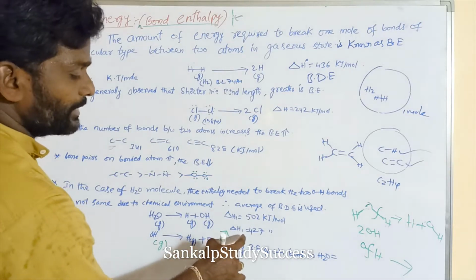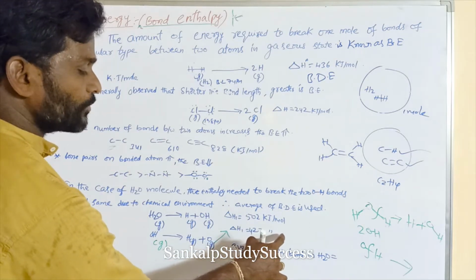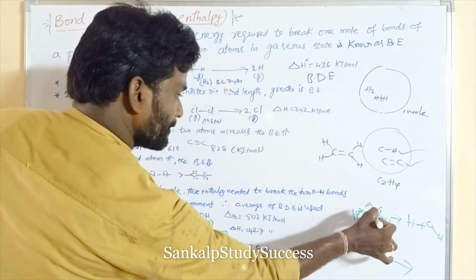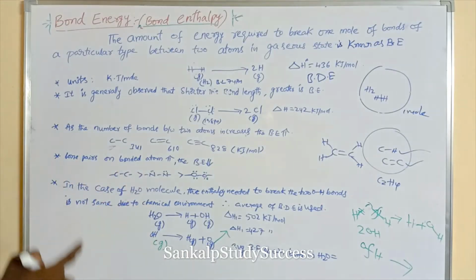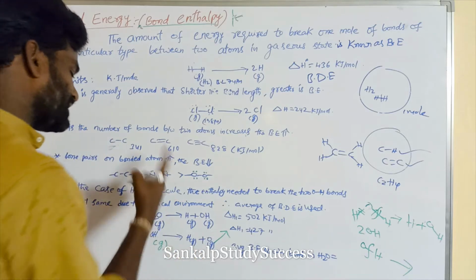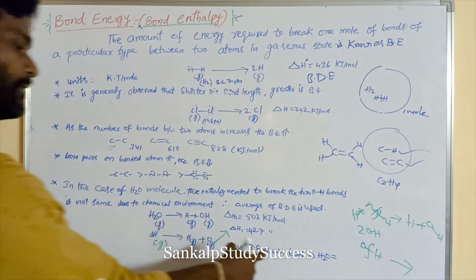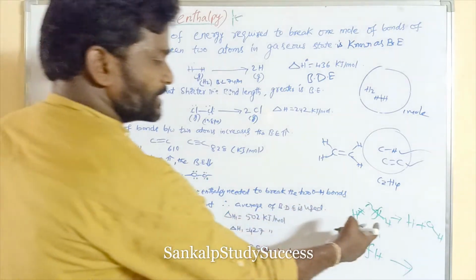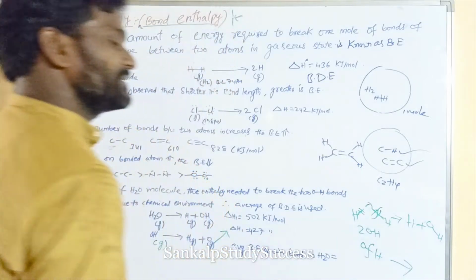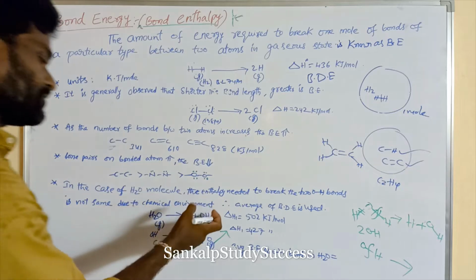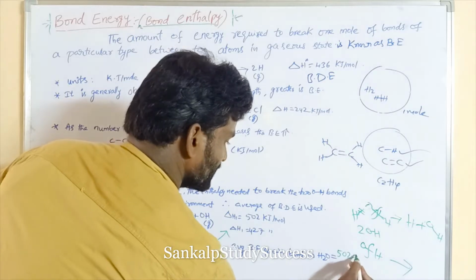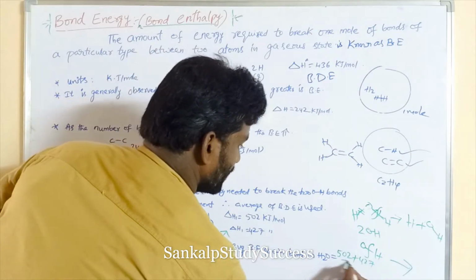So what is its value? 427 kilojoule per mole. So these two are different. These two OH bonds are the same, but their bond dissociation energies are different due to different chemical environment. So the bond dissociation energy of the OH bond in H2O is the average of the two bond dissociation energies. Average means 502 plus 427 by 2.